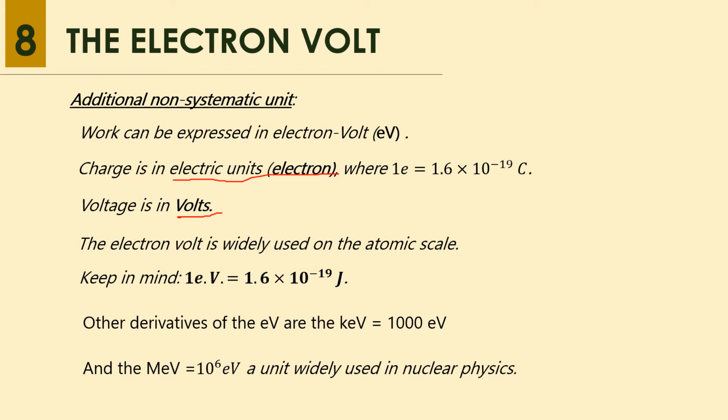Now, what's the importance of the electron volt? The electron volt is a unit which is widely used on the atomic scale in atomic physics or also in nuclear physics. 1 electron volt is 1.6 times 10 to the minus 19 joules. Now, other forms of this unit, or powers in fact, are the kilo electron volt, also known as the keV, which is 1000 electron volts, and we have the MeV, the mega electron volt. And the mega electron volt is used a lot in nuclear physics and radioactive reactions, if you have heard about them.